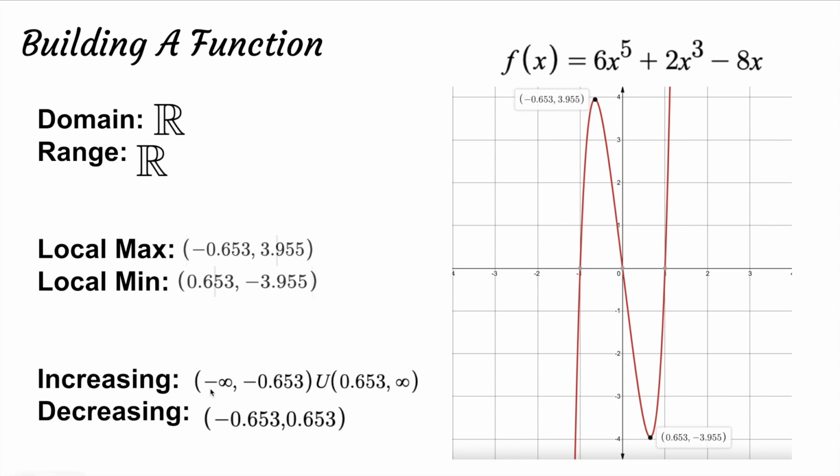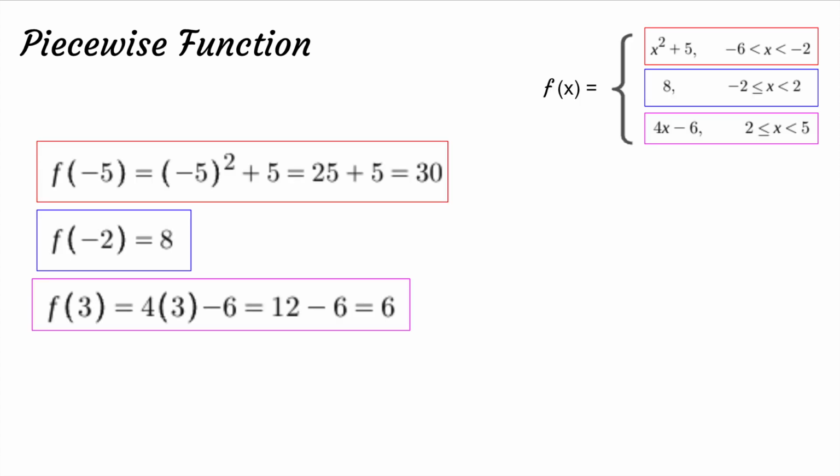The increasing is negative infinity to negative 0.653, union 0.653 to infinity. Decreasing is from negative 0.653 to 0.653. Now, next is part 2, the piecewise function.